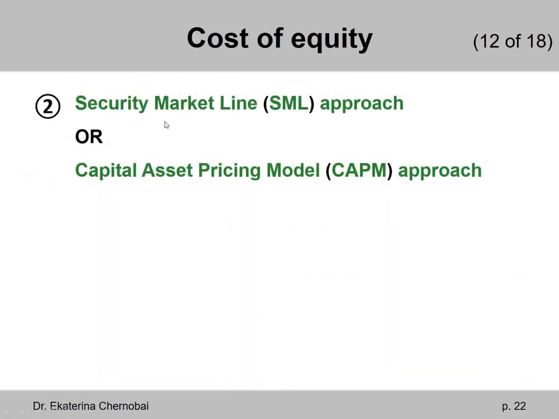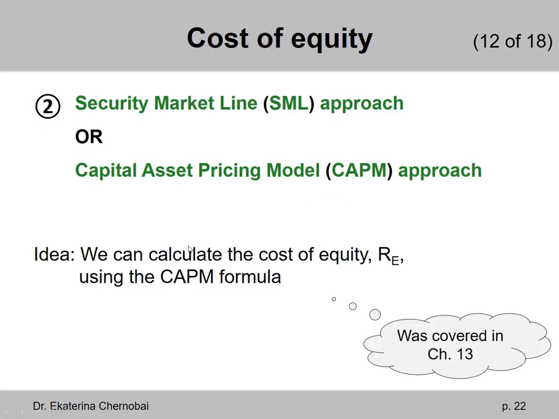So the second approach is the security market line, SML approach, or instead you can call it the CAPM, Capital Asset Pricing Model approach. Here we don't need to know the things that we do need to know to use the first approach, the dividend growth model. We don't need to know the dividend amount. We don't need to know today's stock price or the dividend growth rate. Instead, we need to be given a completely different set of information. And that's what the CAPM formula from chapter 13 contains.